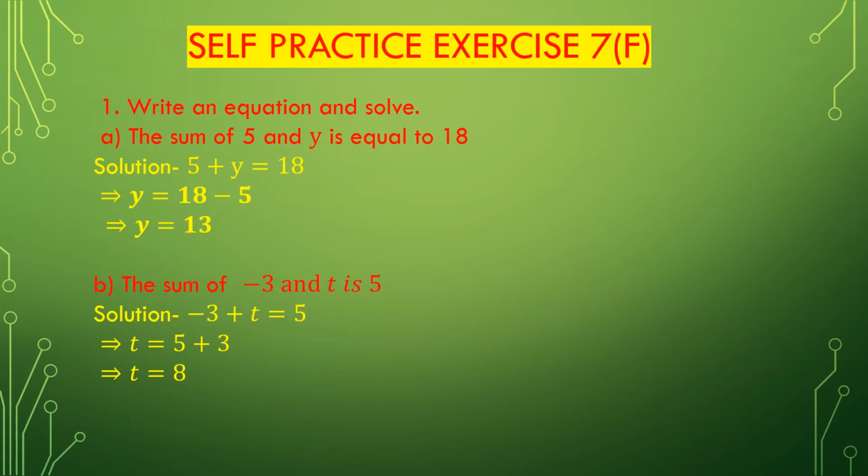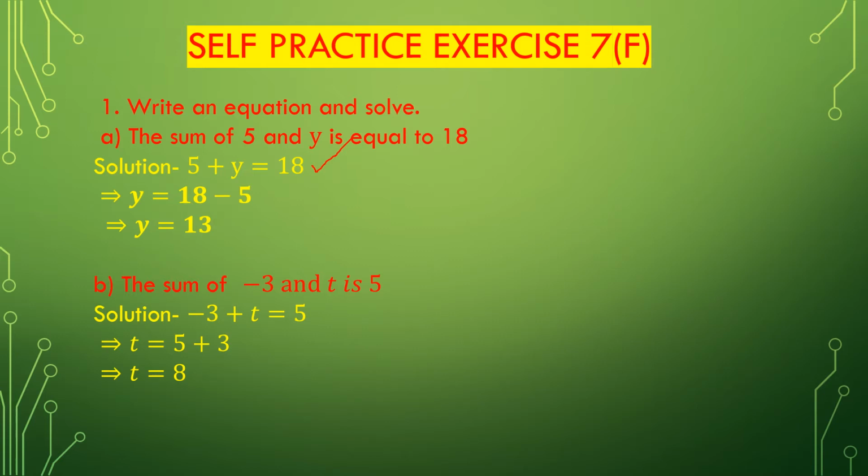Part A: the sum of 5 and y is equal to 18. This is the verbal expression and we have to write this equation and solve the value for the variable of this equation. So the equation will be: sum is represented with plus symbol. So 5 plus y equal to 18. This is the equation. Now we have to solve the value for the variable y.